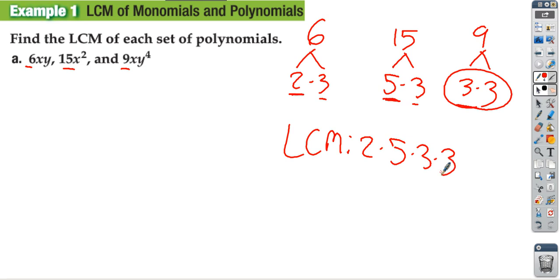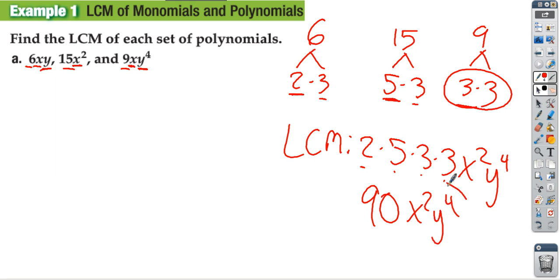Okay, then we need to include the most number of x's. There's 1 x, there's 2 x's, and there's 1 x. That means the maximum number of x's would be x squared. And for the maximum number of y's, there's a y to the first and a y to the fourth. We're going to include the y to the fourth because that's the most. So 2 times 5 times 3 times 3 would be 90. And then we still have that x squared and y to the fourth. So that is the least common multiple.